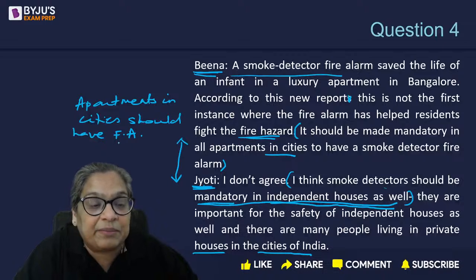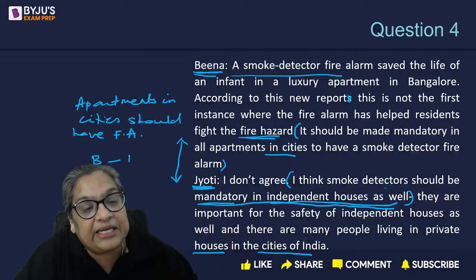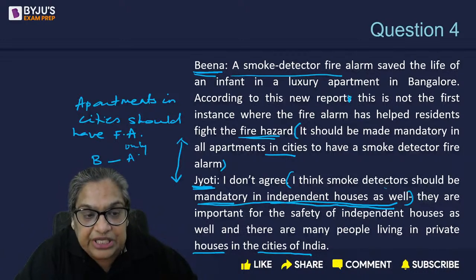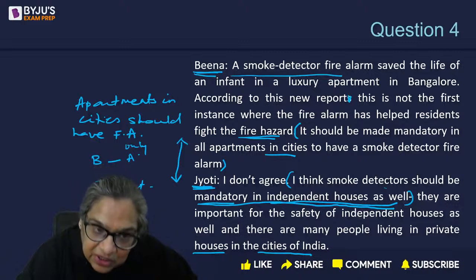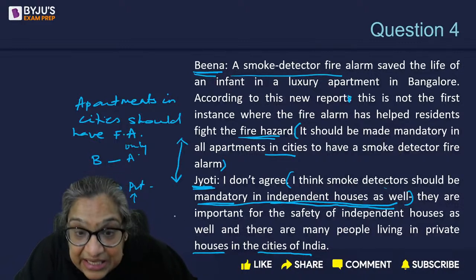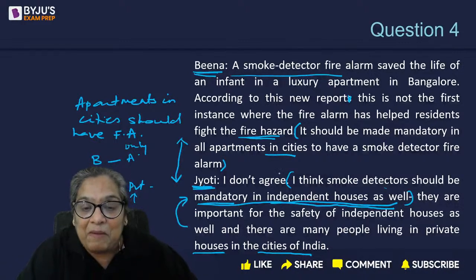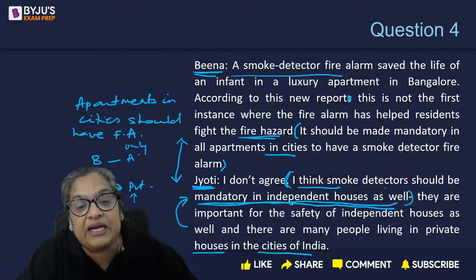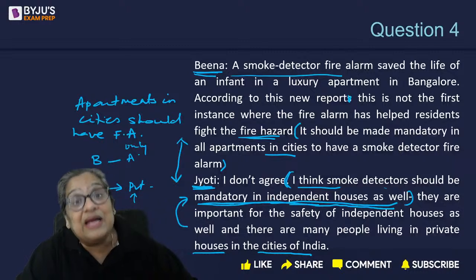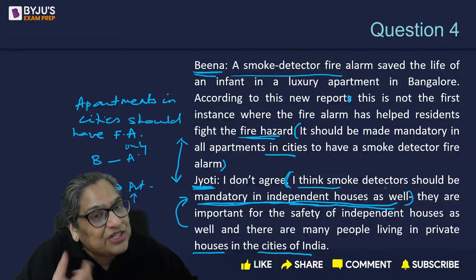तो ज्योति समझ रही है that Beena said कि only apartments में होना चाहिए. And ज्योति saying no, private घरों में भी होना चाहिए because private houses. Now this reason she is giving. But her main thing is this statement. They should be there in independent houses as well. Then she is giving her justification.